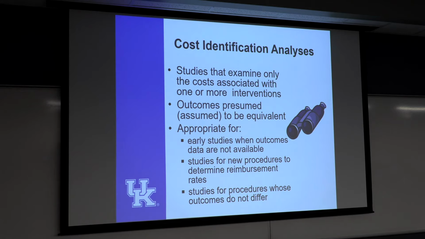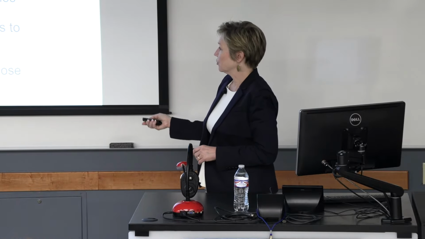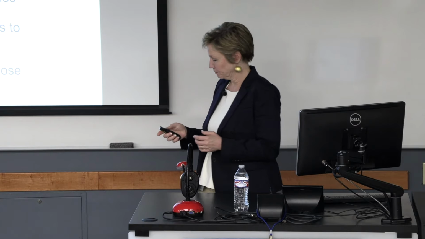All right, the simplest one is what we call a cost identification analysis. It's only looking at what the costs are. And why would you do that? Well, you might have a situation where the outcomes seem to be equivalent, or it's just really early, and you just want to know, on average, how much does that procedure cost, or how much do patients getting that treatment cost? So it might be used for reimbursement. It is generally used early.